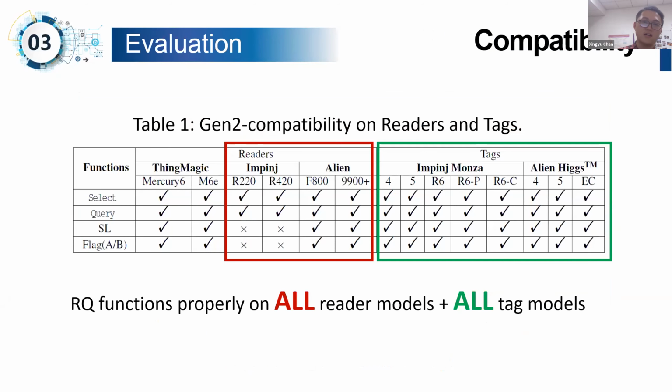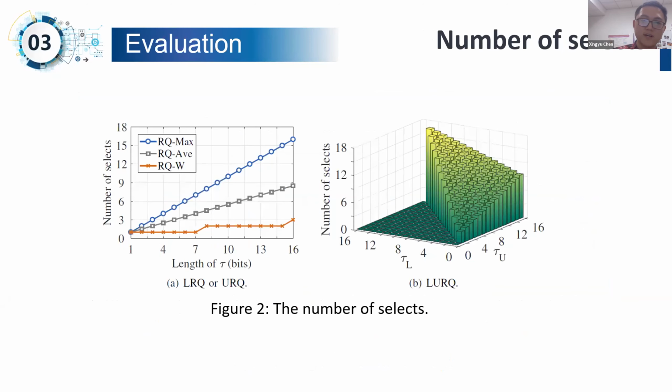Compared with the exclusive collection, we need to use the more select command to select the tags in the target range. So the select command will have some trade-off. In our experiment, we found each select command takes about 20 milliseconds. This is quite a short time.